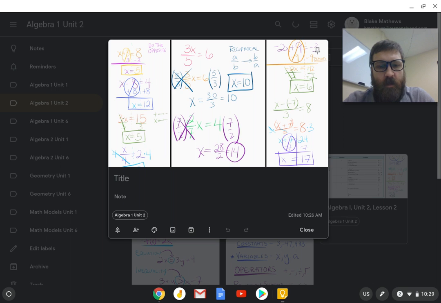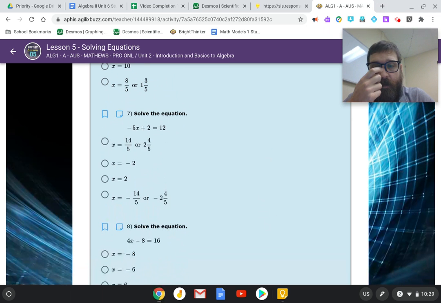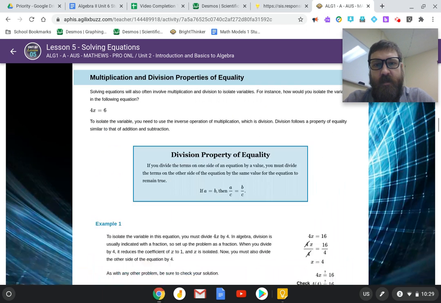Hopefully that'll be enough to get you through. Remember you can always check your answers by plugging in the number for the x in the equation to see if it works out correctly. But please reach out to me if you have questions about this.